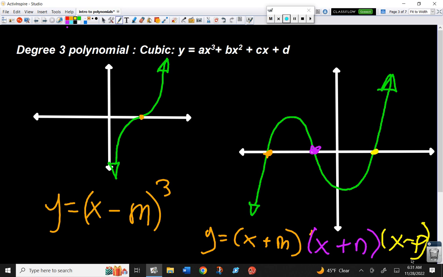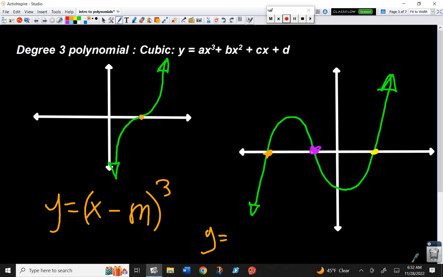Now, the neat thing about cubic functions is that it could have 3 single roots, and I'll talk about what a single root is in a second. Or it could have different versions of this. And I want to show you something real quick. Let me back out of this real quick. So here's what I'm going to do.